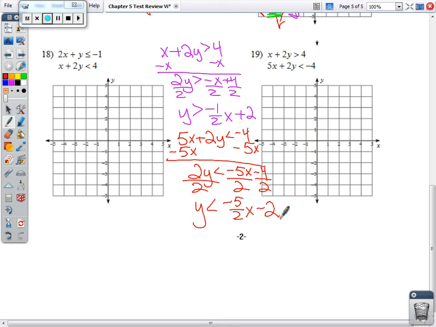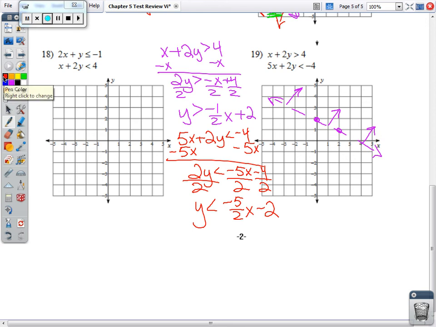All right, so we go ahead and graph both of these. The first one, we start with the y-intercept of 2. We're going down 1 over 2. It is strict, so it's a dotted line. And because it's greater than, we're shading above it.